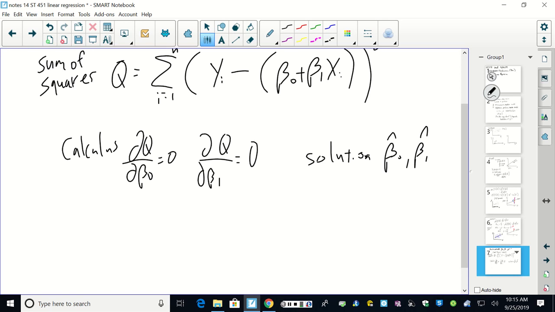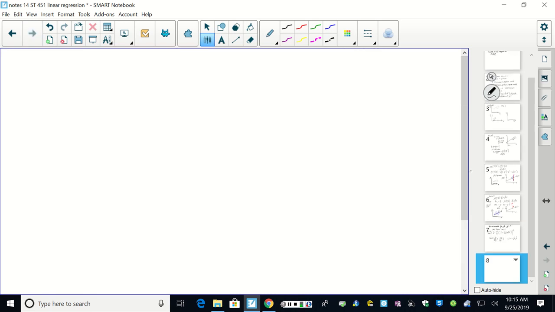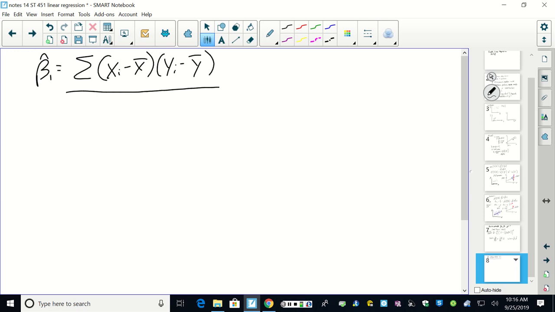I'll write the formulas on the next page. But that would be the procedure to do it. So beta 1 hat ends up being expressible as the sum of the xi minus x bar, yi minus y bar, over the sum of the xi minus x bars squared.